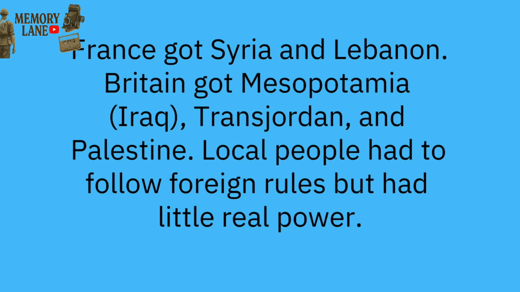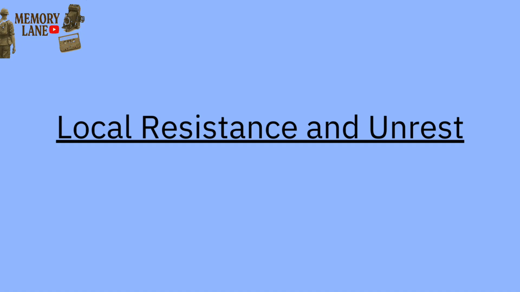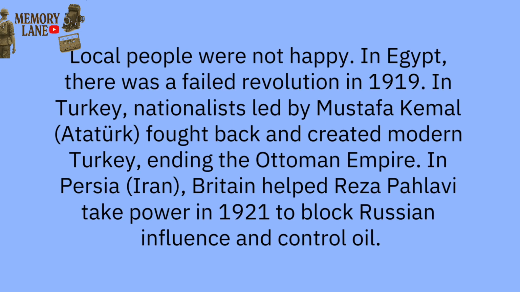France got Syria and Lebanon. Britain got Mesopotamia, Iraq, Transjordan, and Palestine. Local people had to follow foreign rules but had little real power. Local resistance and unrest. Local people were not happy. In Egypt, there was a failed revolution in 1919. In Turkey, nationalists led by Mustafa Kemal, Atatürk, fought back and created modern Turkey, ending the Ottoman Empire. In Persia, Iran, Britain helped Reza Pahlavi take power in 1921 to block Russian influence and control oil.